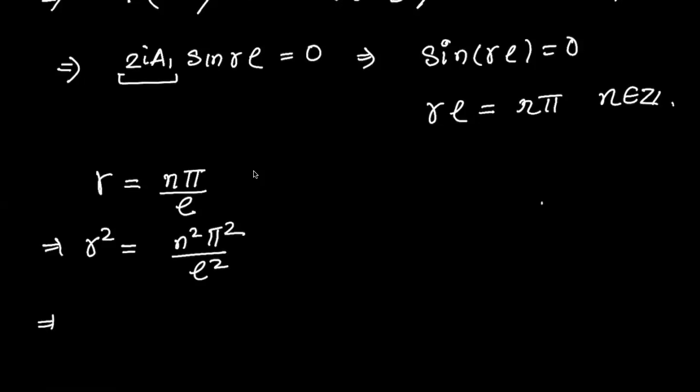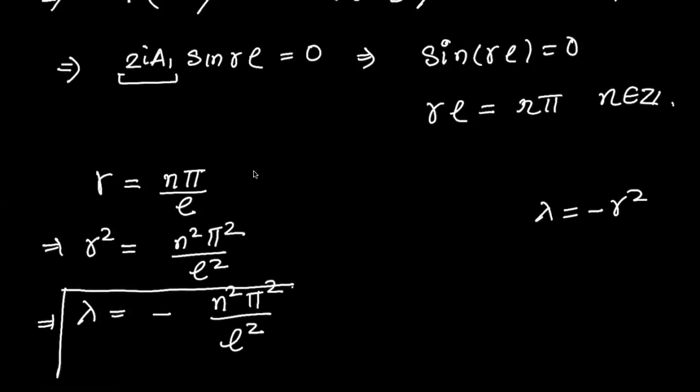And what is lambda? Lambda is equal to minus gamma square. So lambda is equal to minus n square pi square divided by L square. These are the eigenvalues.